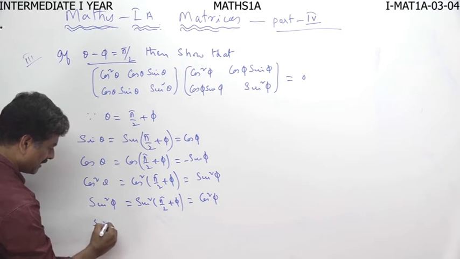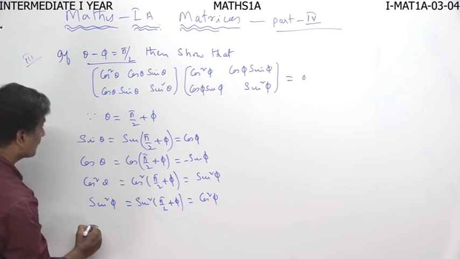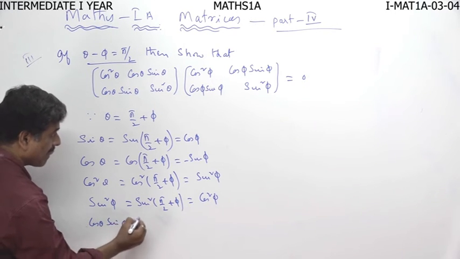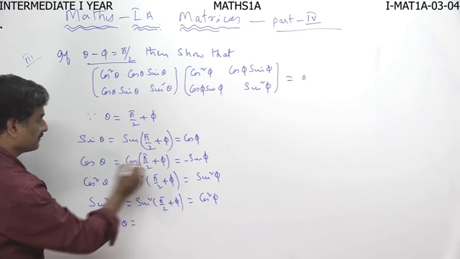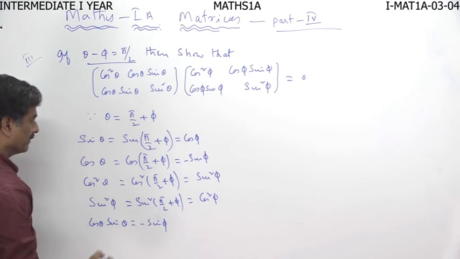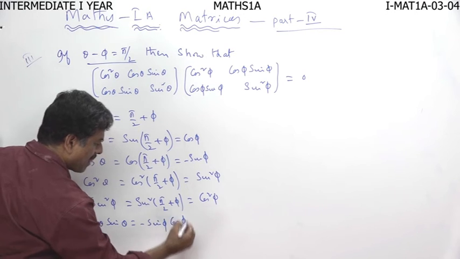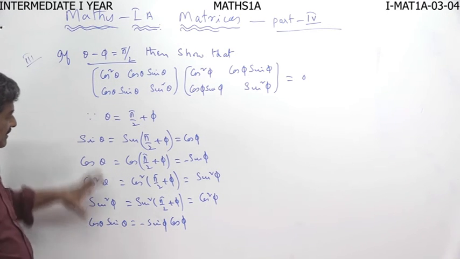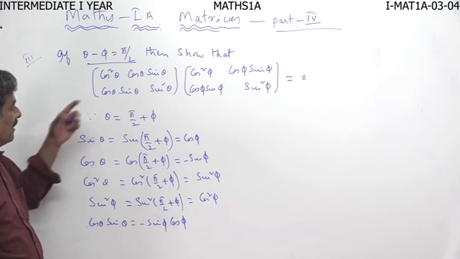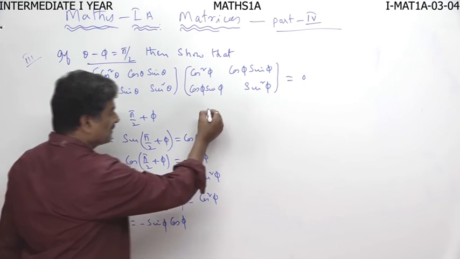Sin theta, you can take like this, cos theta into sin theta. Cos theta is minus sin phi, into sin theta is cos phi. Now everything is converted into phis. All these values, so now I'll substitute this in this one.